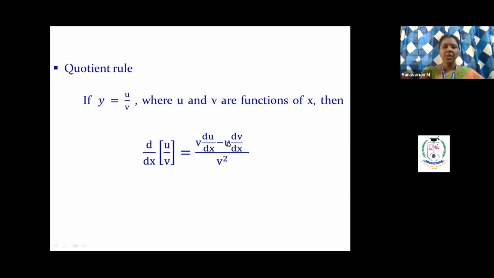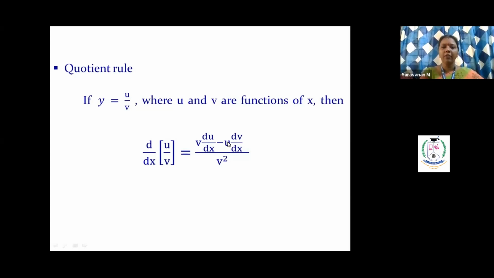Polynomial. Fraction form. Where u and v are functions of x. Here also u and v are functions of x. Then we can differentiate y with respect to x. So d by dx of u by v, where y is replaced here as u by v, is equal to v du by dx minus u dv by dx divided by v squared.